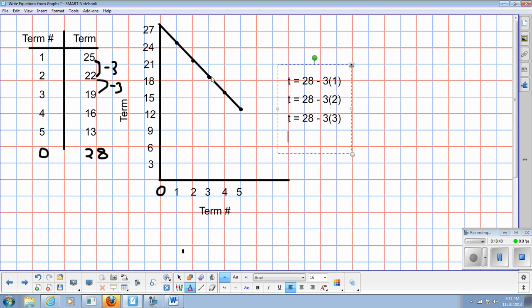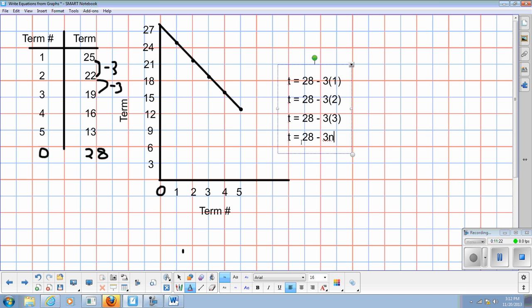Now we can use our formula that the term I'm looking for equals my starting point 28. Since my line went down, that's a minus. We're minusing 3, and the term number n. Because when I subtracted the first term, 3 times term number 1, 28 minus 3 is 25. 28 minus 3 times 2, 22. That's where that dot is.